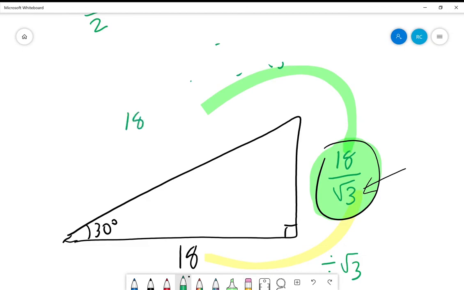You're going to take 18 over root 3, and you're going to multiply it by 2, but remember that the number 2 is actually a fraction, right? All whole numbers are fractions. It's just 2 over 1. So the answer is 36 divided by the square root of 3.